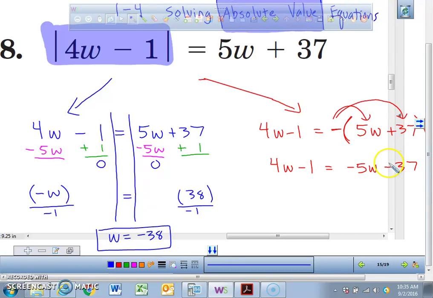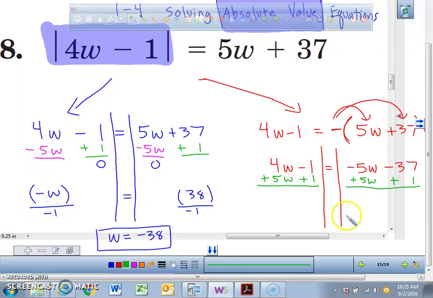Now we're going to move over to this side. Okay? So in your journal, make sure you're writing this process down. All right? Once again, I'm going to add a 1 here and add a 1 here. But this time, instead of subtracting 5w from both sides, what am I going to do? I have to add 5w. So that one's a little bit different. Okay? So we're going to do this side and this side right here.